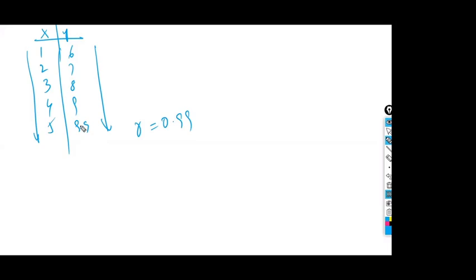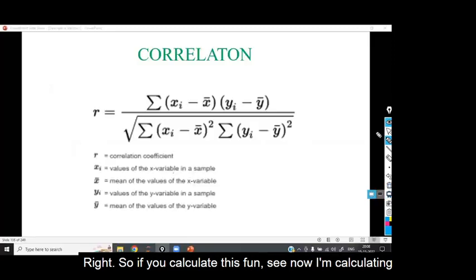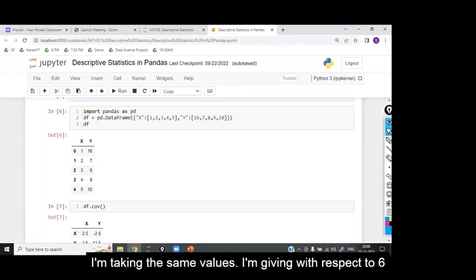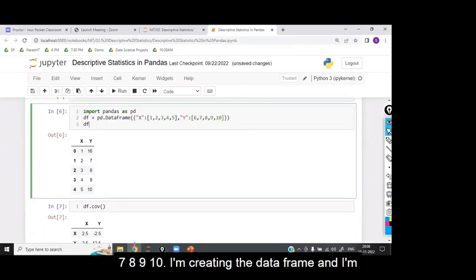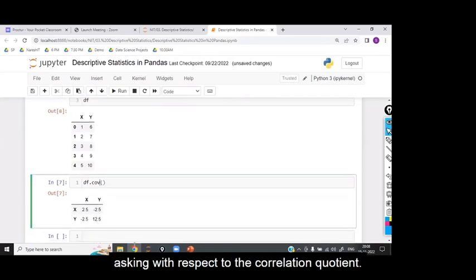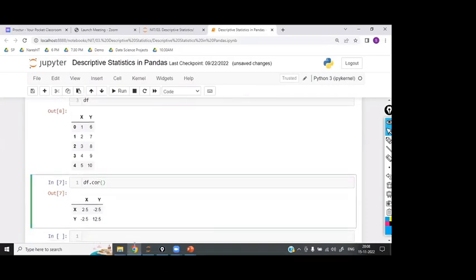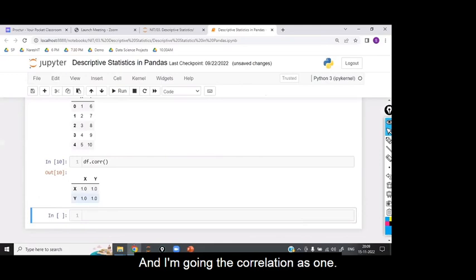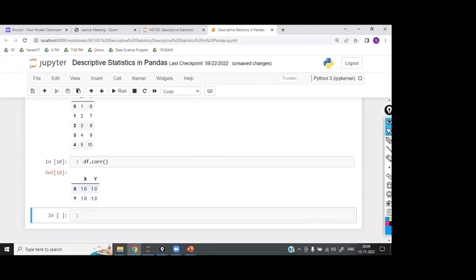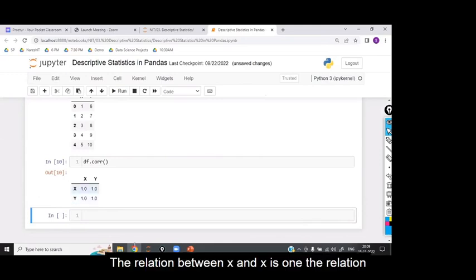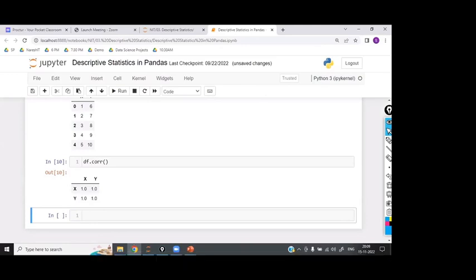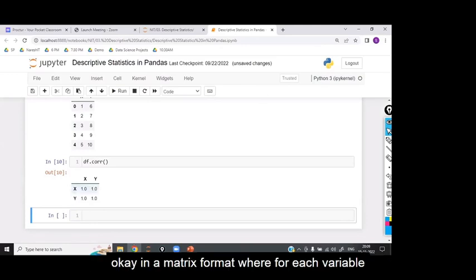Right? So if you calculate this one, see, now I'm calculating here. I'm taking the same values. I'm giving 6, 7, 8, 9, 10. I'm creating the data frame and I'm asking for the correlation coefficient, double R. And I'm getting the correlation as 1. The relation between X and X is 1. The relation between X and Y is also 1. I'm getting it in matrix format, where for each variable against every other variable I'm getting the correlation.